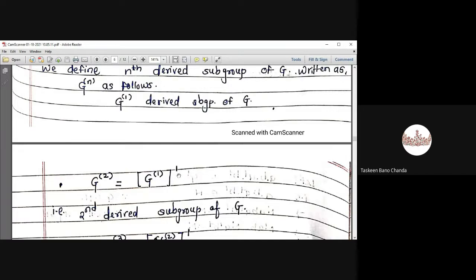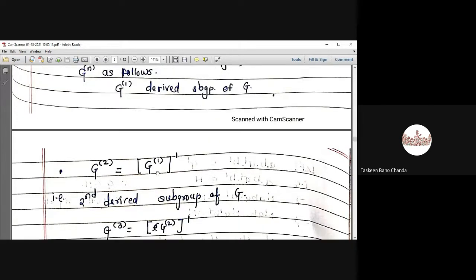Okay. म्हणजे हा G2 कोणाचा derived subgroup आहे? G1 चा. Okay. That is the second derived subgroup of G. म्हणजे हा G2 हा derived subgroup आहे G1 चा, but हा G2 second derived subgroup कोणाचा आहे? G चा आहे. Okay.